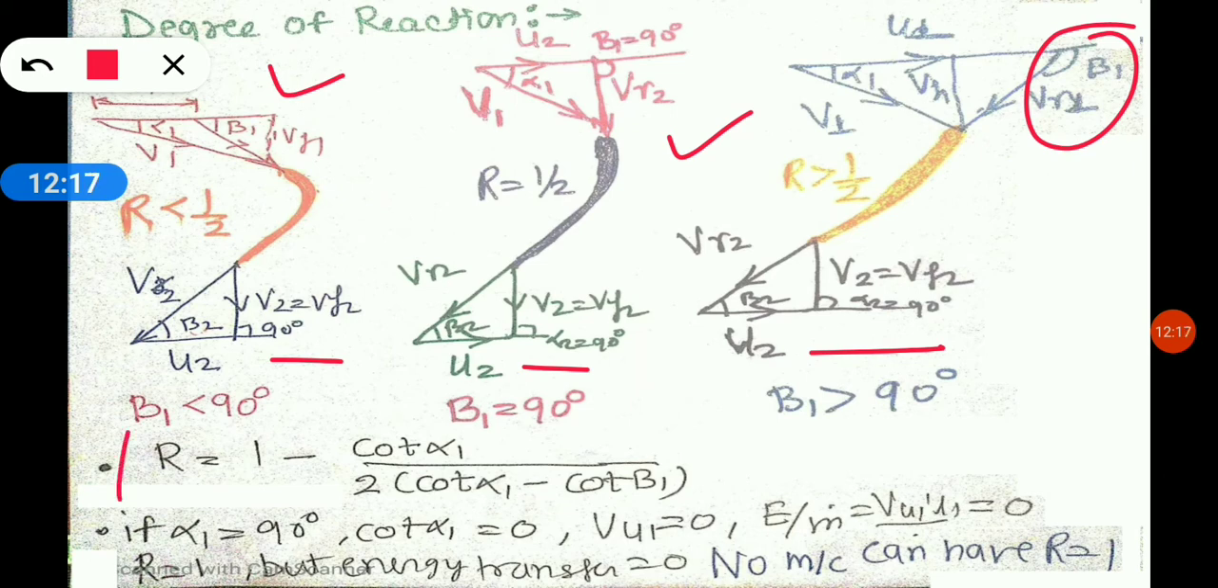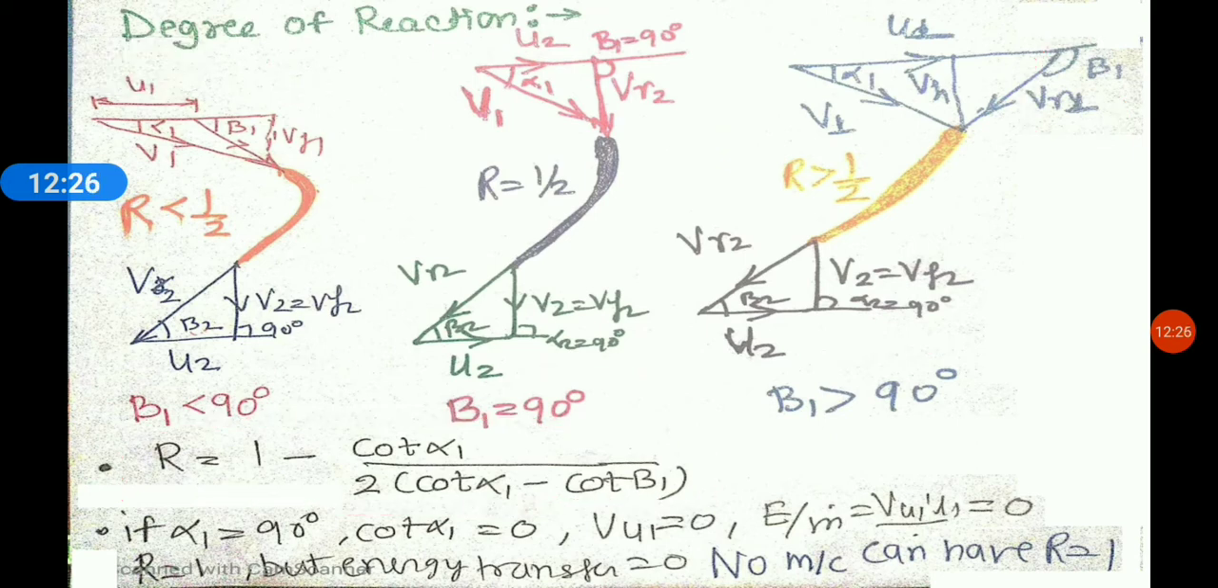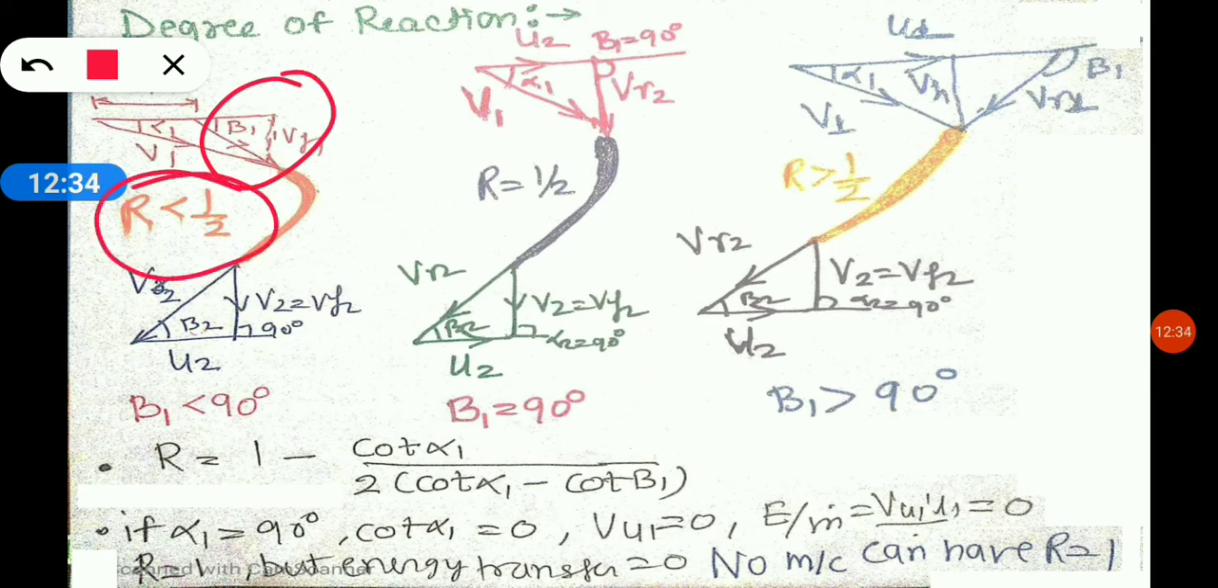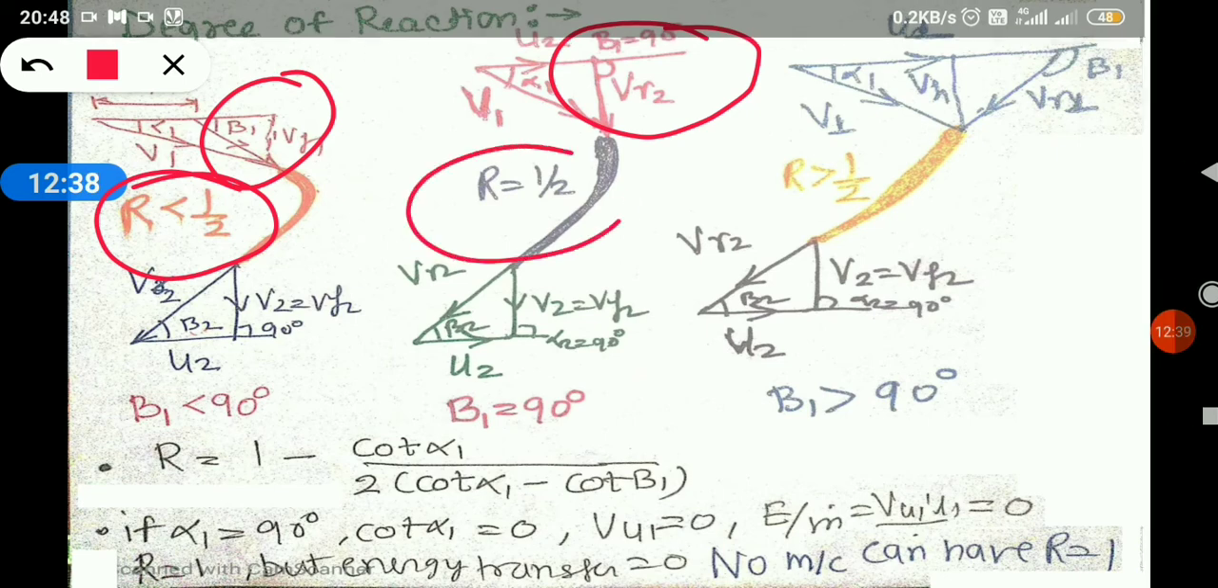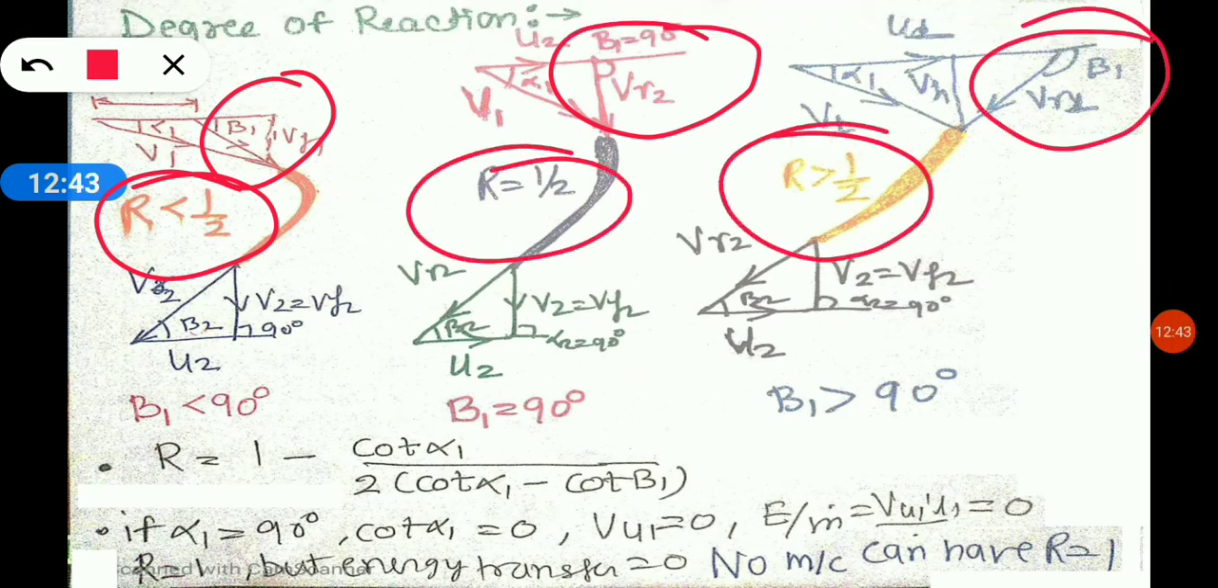Now what is the formula of R? R is 1 minus cot alpha 1 upon 2 into (cot alpha 1 minus cot beta 1). This derivation we have seen in the last lecture, so you can watch it. Now for beta less than 90 degree, R is less than 0.5. For beta equal to 90 degree, R is equal to 0.5, and for beta greater than 90 degree, R is greater than 1 by 2.